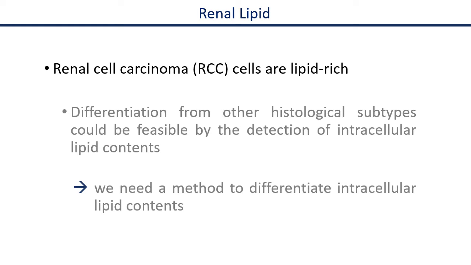Renal cell carcinomas are characterized by being lipid-rich. Their differentiation from other histological subtypes could be feasible by the detection of intracellular lipid contents. Thus, a method to differentiate intracellular lipid contents is needed.